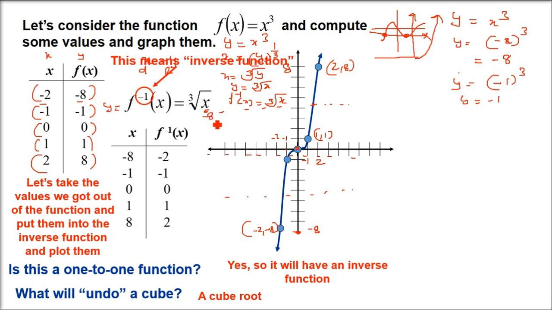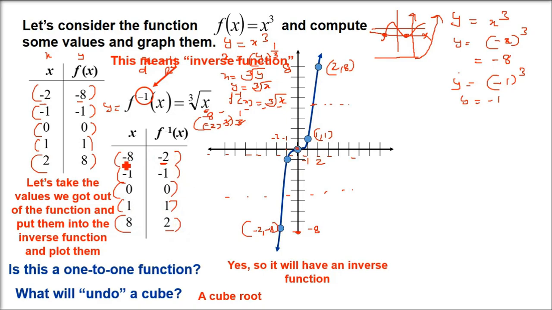Put x as negative 8, that is negative 8 to the power 1 by 3. Negative 8 can be written as negative 2 cube, 1 by 3 is already the power, so it will be negative 2. Similarly, negative 1 gives negative 1, 0 gives 0, 1 gives 1, and 8 is 2 cube, cube root is 2. So these are the coordinate points, x and y.